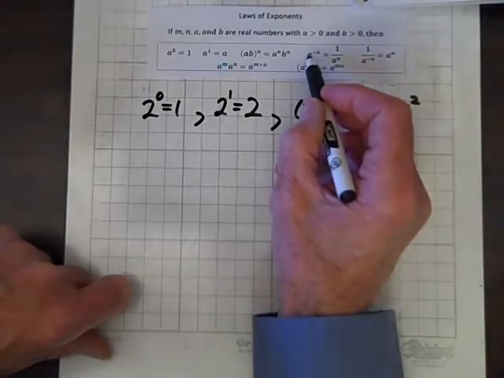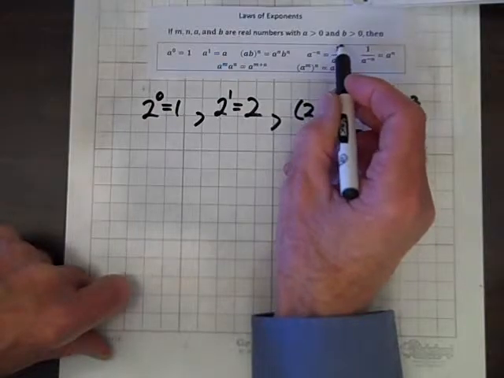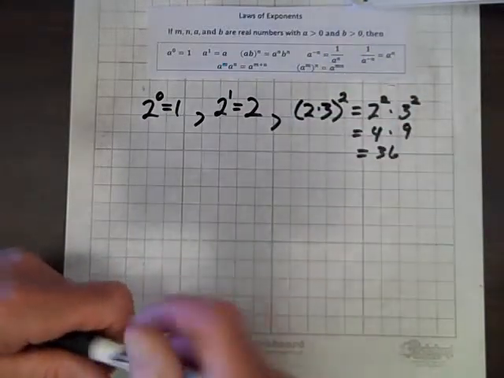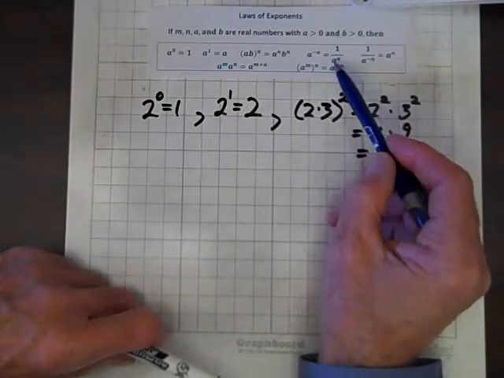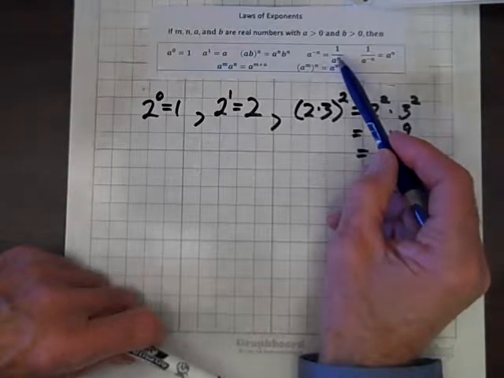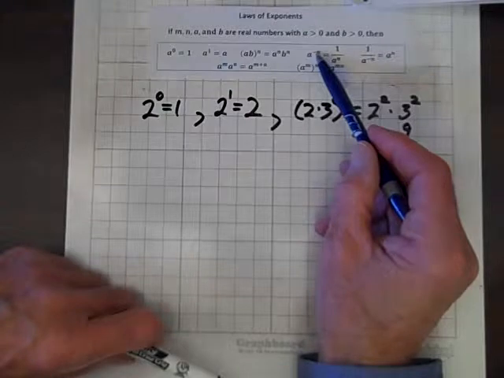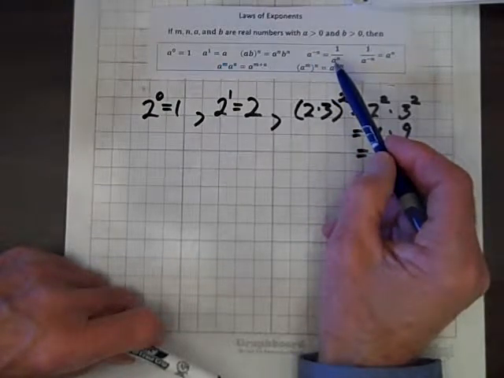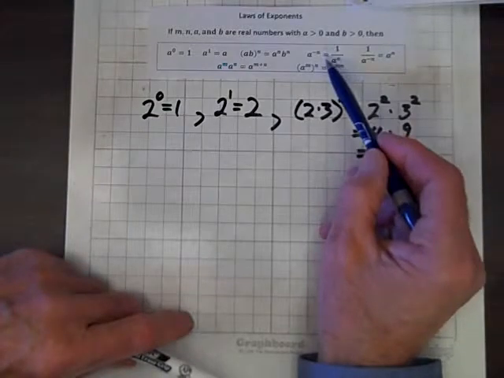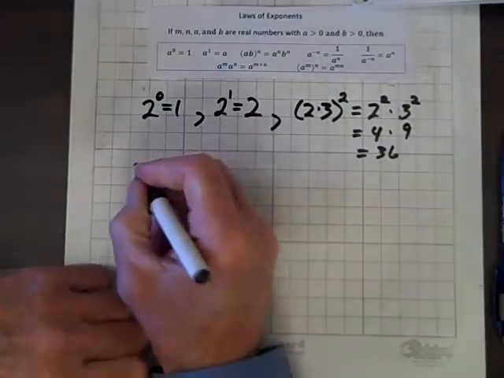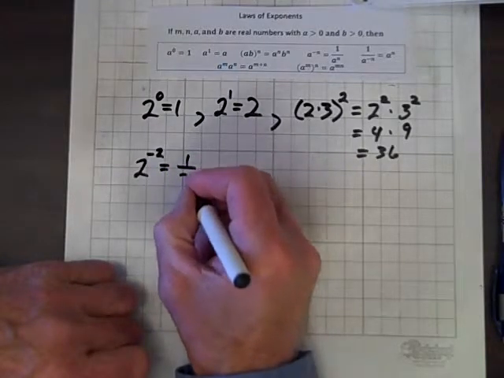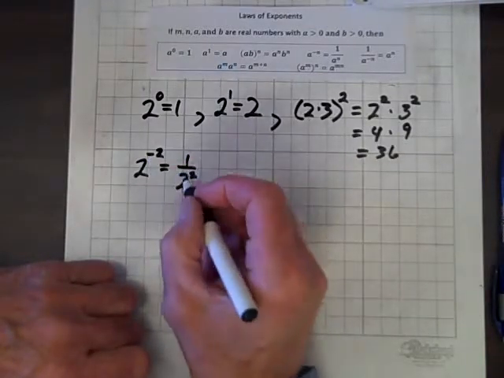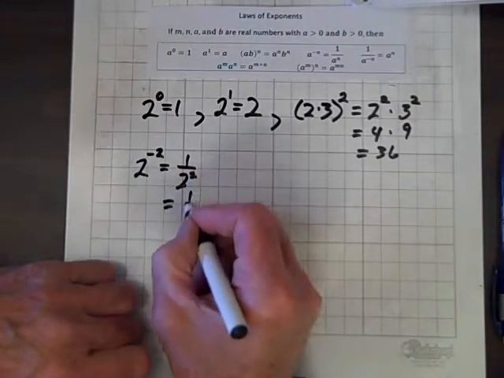A to the negative n equals 1 over a to the n. The base is a, the exponent is negative n. The base is a, the exponent is n. You can change the sign on the exponent as long as you change the location of the base. We only have two locations, numerator and denominator, only two signs, positive and negative. So, for example, 2 to the negative 2 equals 1 over 2 squared. Change the sign on the exponent, change the location of the base, and that equals 1 over 4.